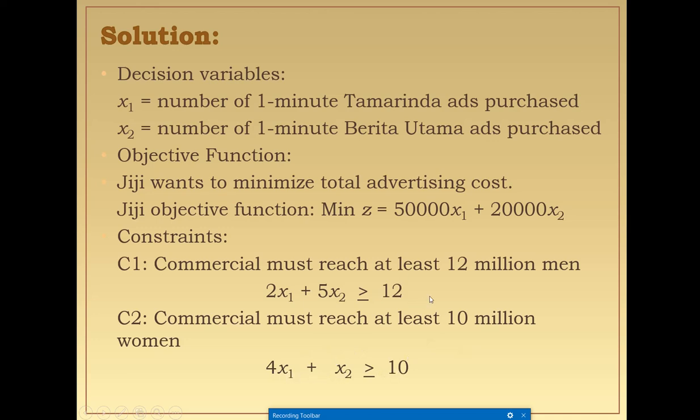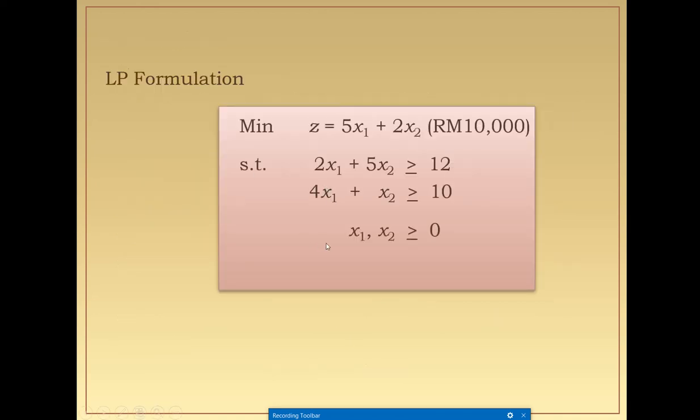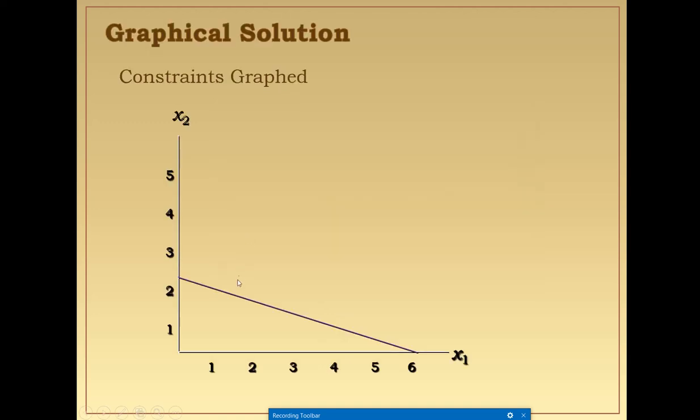Ada lagi tak constraint yang lain? Tak ada? Ada. Tak ada, okay. Memang tak ada pun, bagus. Okay, tak ada. Ada 2 je constraint. So easy for you to draw the graph. Only 2 constraints. This is the complete model, the objective function, the first constraint and second constraint, and also don't forget the non-negativity restriction. The number of 1 minute ad purchase tak boleh negatif. Dia kena beli at least kosong. Sekurang-kurangnya kosong. Okay. So now kita draw the first line, the first constraint. This is the first constraint.